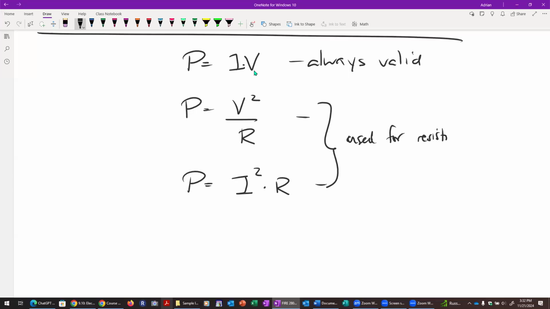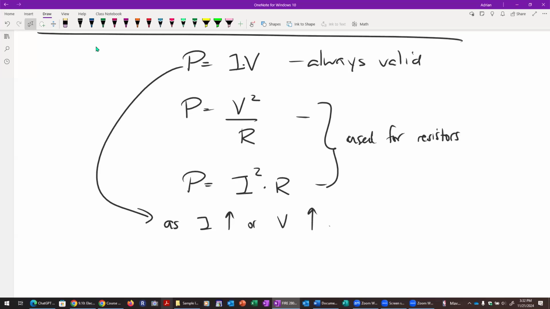So a couple things kind of result from these simple mathematical relationships. And we can say, for example, that if the current increases or the voltage increases, right, then the power delivered is going to increase as well, right? So we can get that from this equation. So as the current increases or the voltage increases, the power then is going to go up, right? And that's because there's a direct relationship between those variables.